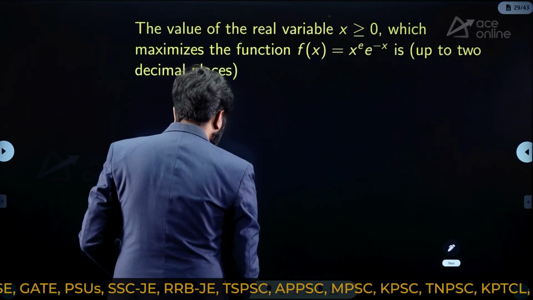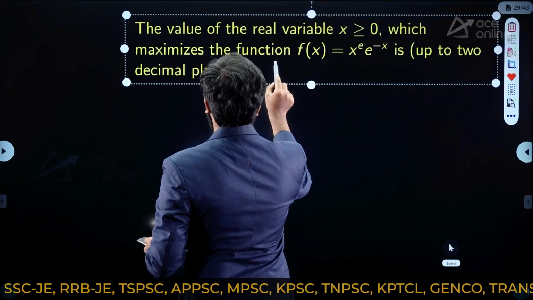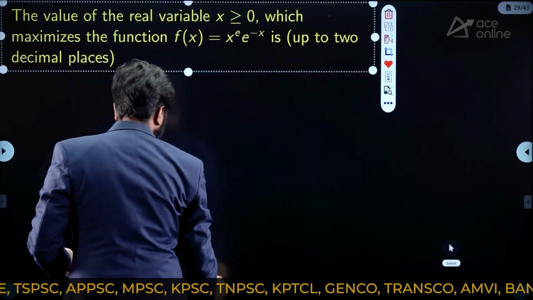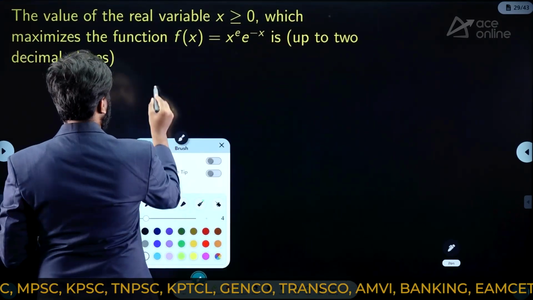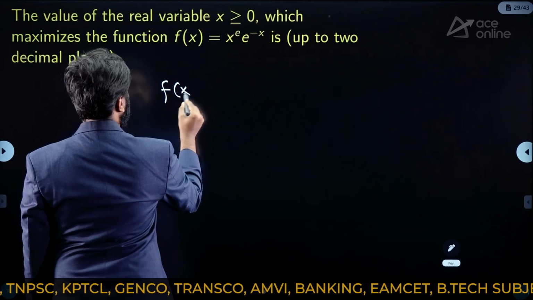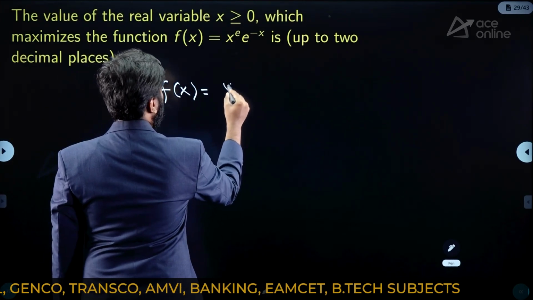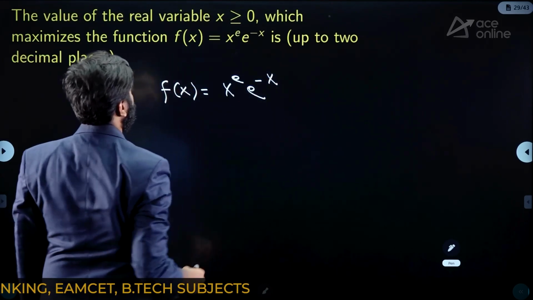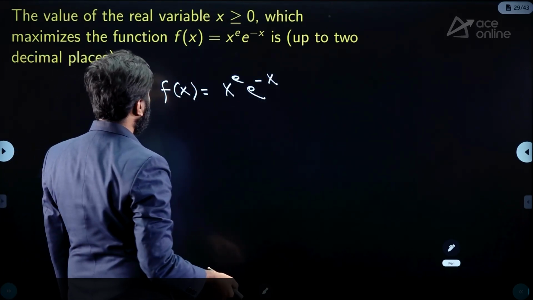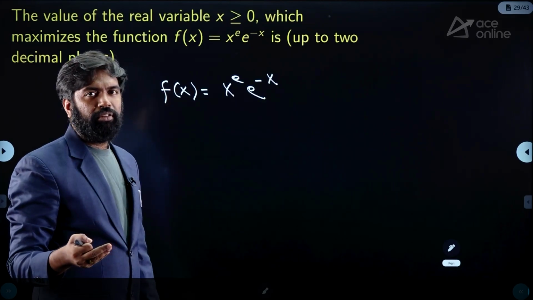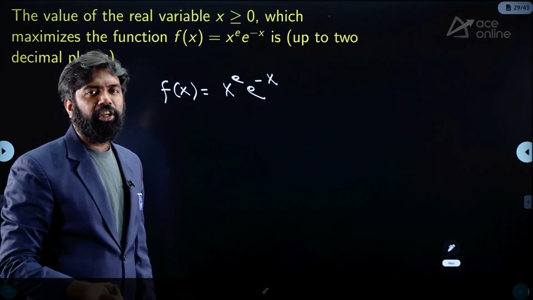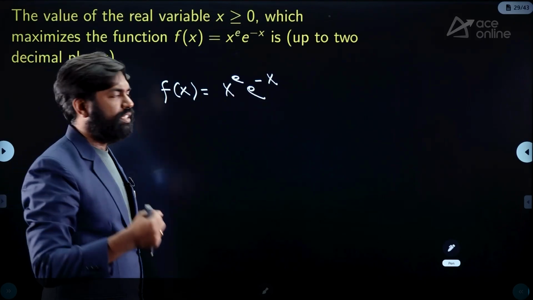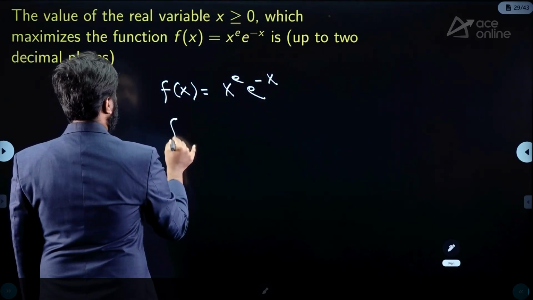What do they say? They give a function, and they are asking for what value of x it is maximum. So simple. Let us write what is f of x here. It is x power e into e power minus x. As usual, find the first derivative, find the stationary points, find the second derivative, substitute the stationary point in the second derivative. Based on the sign, you can now conclude. So what is f dash?